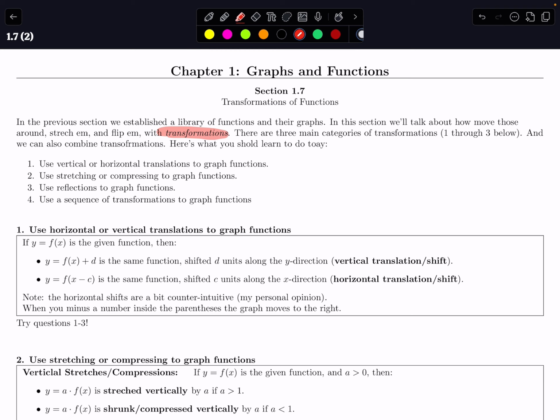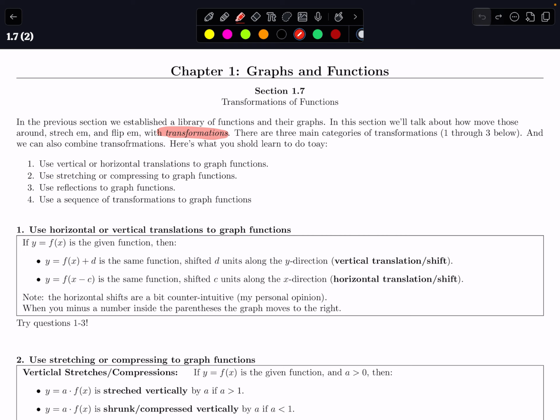And there's three main categories, the numbers 1 through 3 right here. The first is vertical or horizontal translations. Another word for translation is a shift. You see the word down here, shift. And that's the first type of transformation. Second type of transformation is stretching or compressing. You can stretch out either horizontally or vertically, stretching up and down or left and right. We also call compressing shrinking.